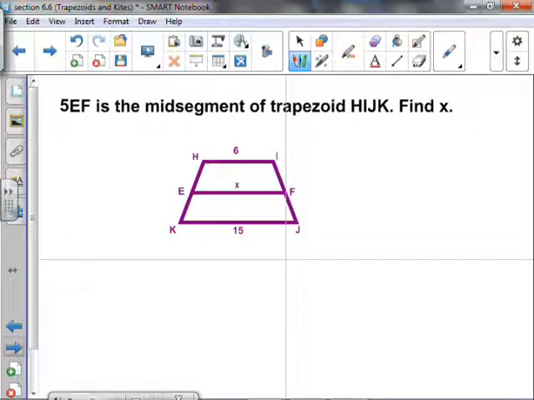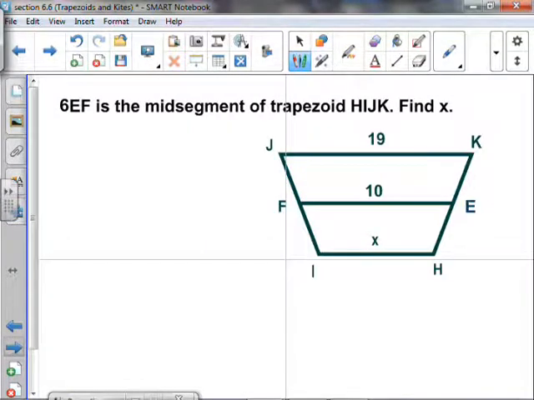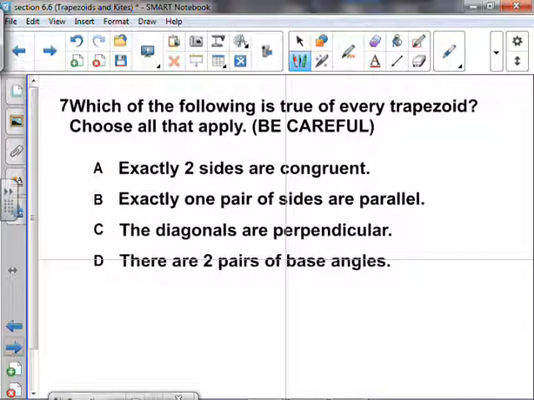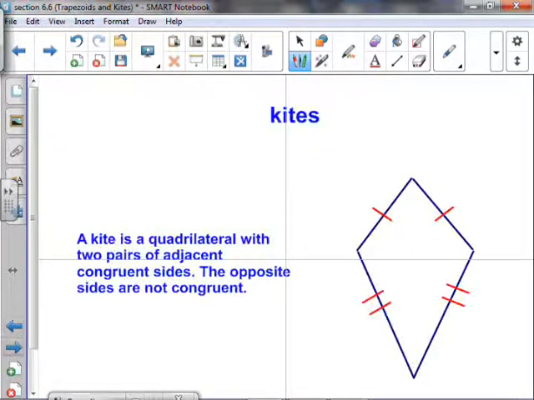Okay, but these I will let you do on your own. And I think we can go right into, oh, I just wanted to highlight, I added this in. Be careful with this one because this answer is not quite as easy as you think. And then we will go into kites. Okay, let's try to do this pretty quickly.